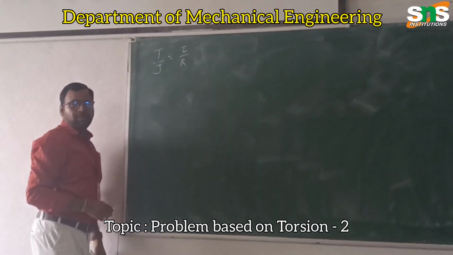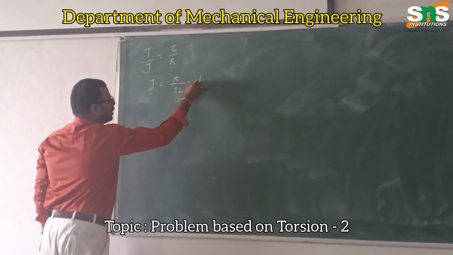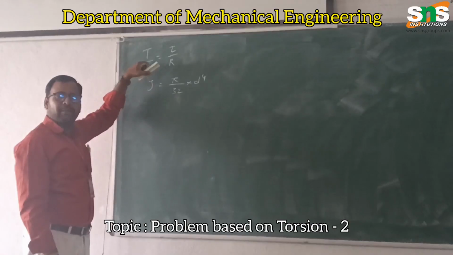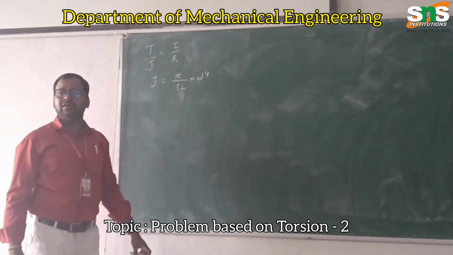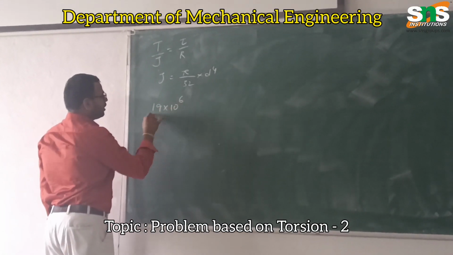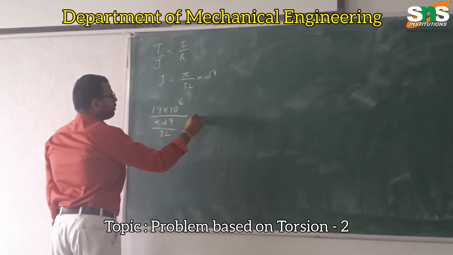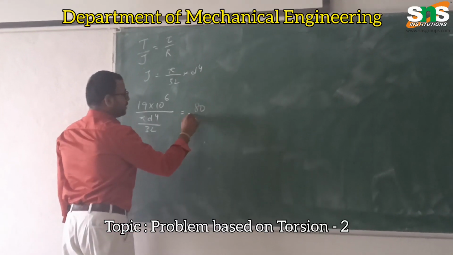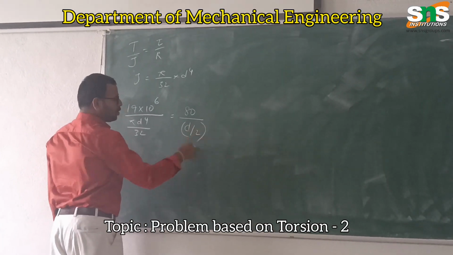For the solid shaft, the polar moment of inertia J becomes pi by 32 into d power 4. So directly applying the formula, we can calculate with respect to the diameter. So what is the value of torque? 19 into 10 to the power of 6, divided by pi d power 4 divided by 32, equal to what is the value of tau? The shear stress value, 80, divided by R, which is nothing but the radius, so it is d by 2.